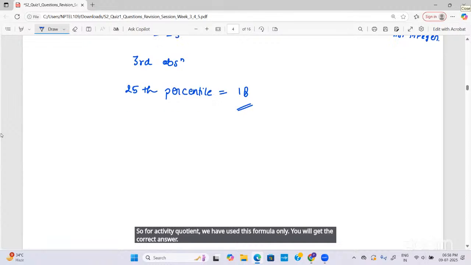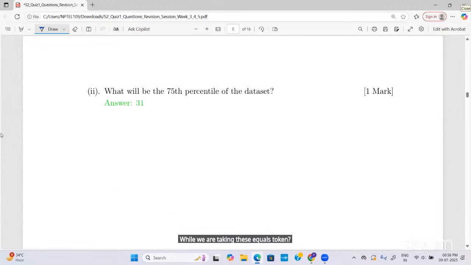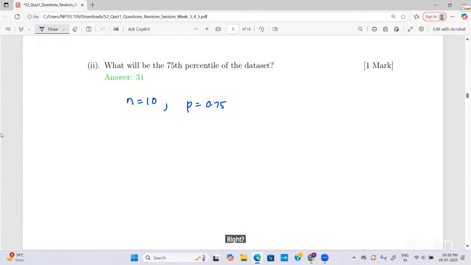Why are we taking n equal to 10? Okay, now calculate the 75th percentile. Again, the value of n is 10 and the value of p will be 0.75. Right? Yes, ma'am. Now the value of NP will be 10 into 0.75, which means 7.5.